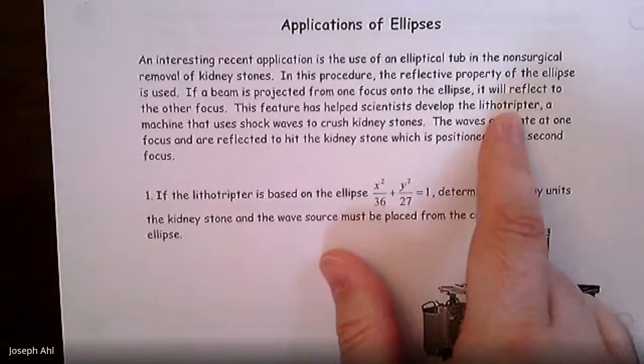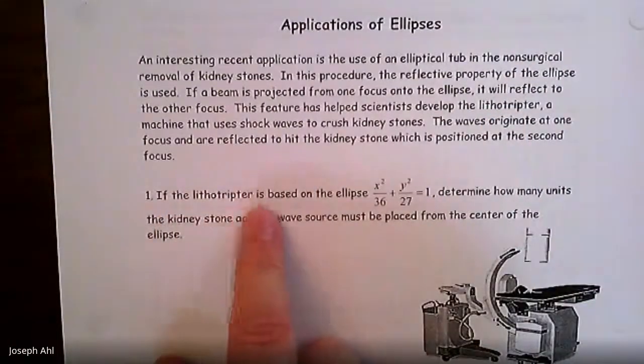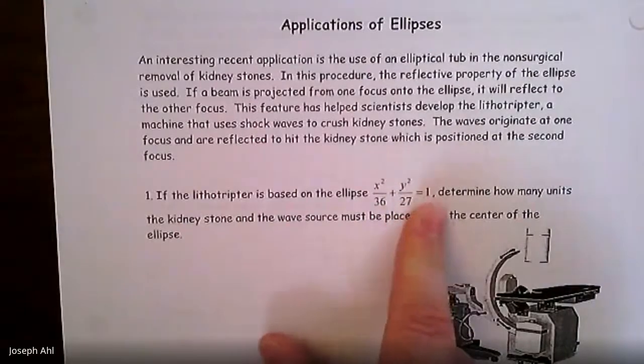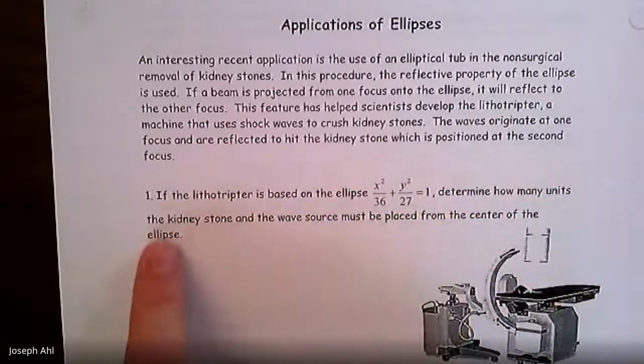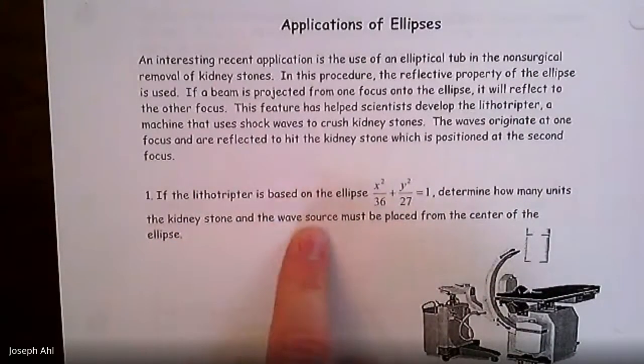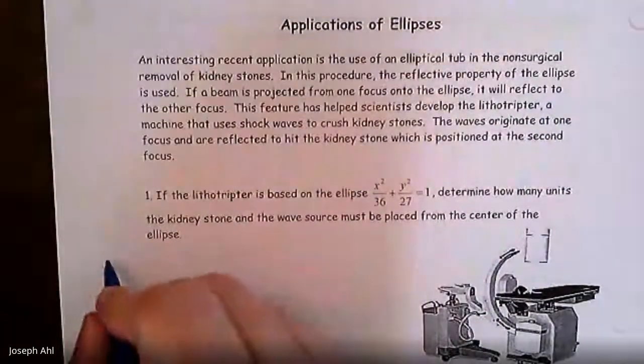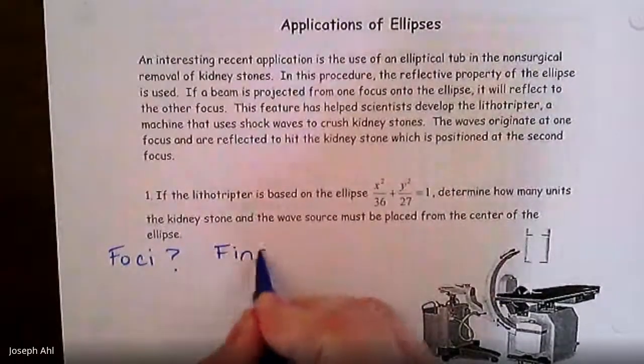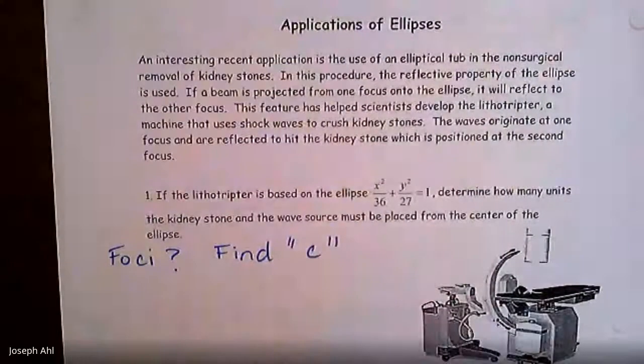Okay. So then from there, it says if the lithotripter is based on this ellipse equation, x squared over 36 plus y squared over 27 equals 1, determine how many units the kidney stone and the wave source must be placed from the center of the ellipse. So since the wave source and the patient's kidney stone have to be at the foci of the ellipse, we have to find the value c. So where are the foci located? To do that, you're going to find little c.